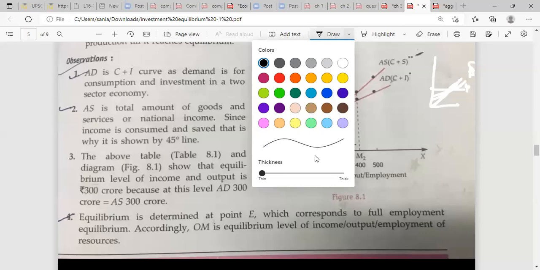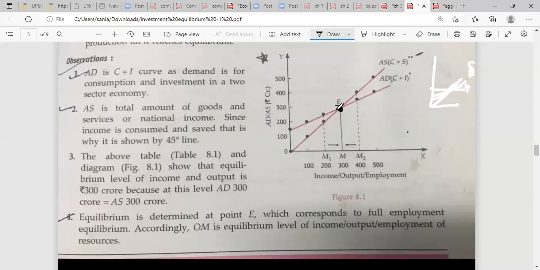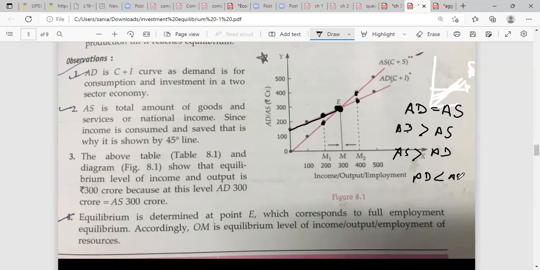So basically, at this point, AD is equal to AS, because both of them are at the same point. But here, this is your AD and this is your AS. You can see AD is greater than AS because AS is down and AD is up. But coming to here, now this AD is down and AS is up. So over here AS is greater than AD. Or you can write it like this, AD less than AS. Yes or no?